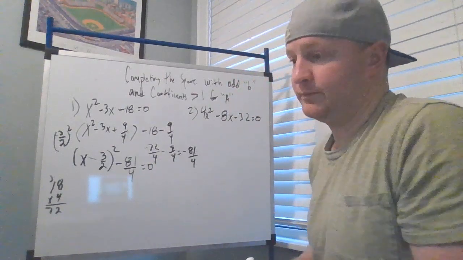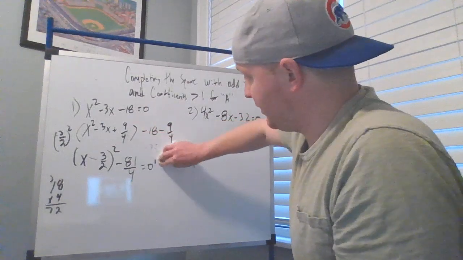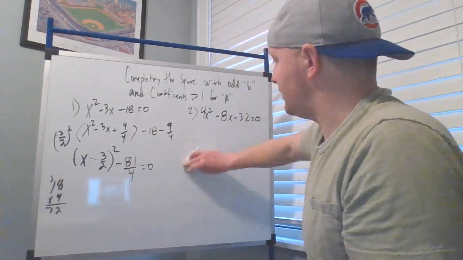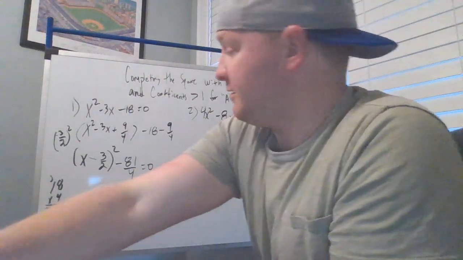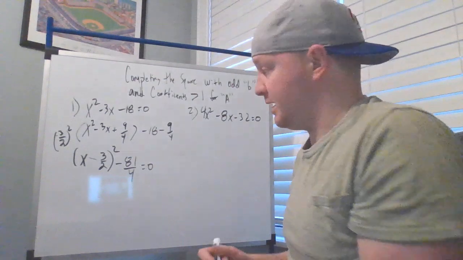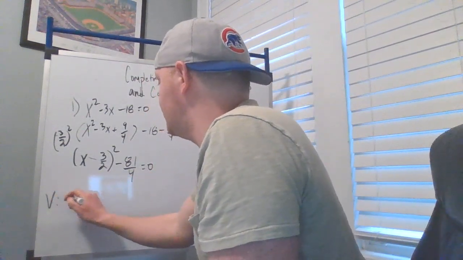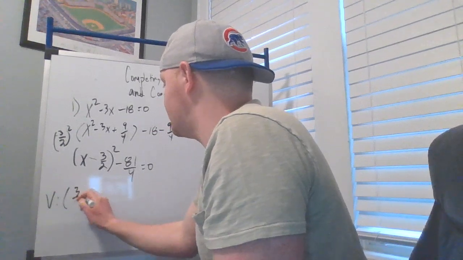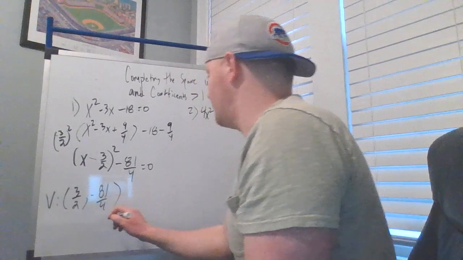Now, I just did the math right here for you. You guys use calculators if you'd like. So that takes care of that. So this is the vertex of this particular parabola, and again, you just write it in vertex form because that's all I want you guys to do today, which is positive 3 halves comma negative 81 fourths.